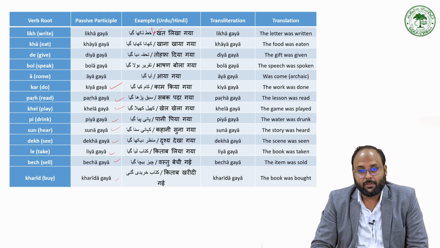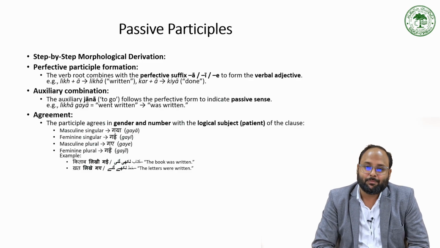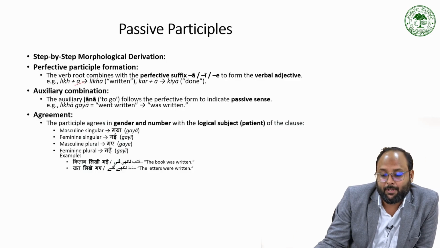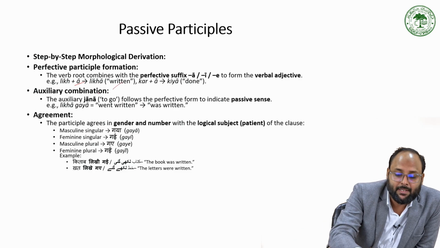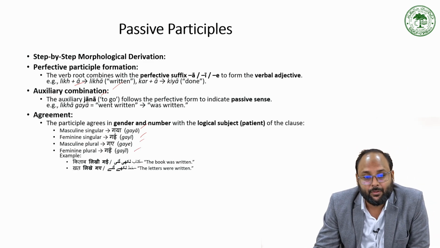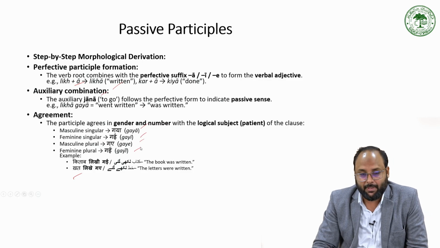So there is some morphological derivation, how we can derive this kind of thing, that we have already discussed. In the basic form, we are adding just an a to make it a perfective participle, and with this perfective participle, we are combining the auxiliary, that is jana, in the form of gaya, gayi, gaye. किताब लिखी गई, खत लिखे गए. So here khat is plural. So that is the derivation of the passive participle.